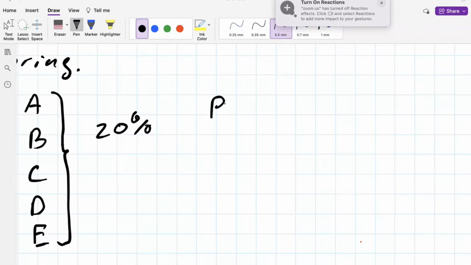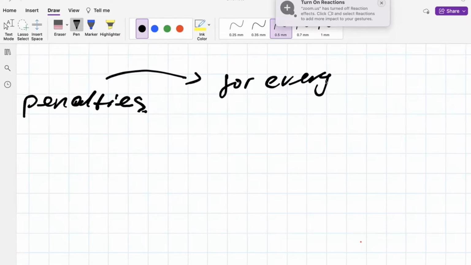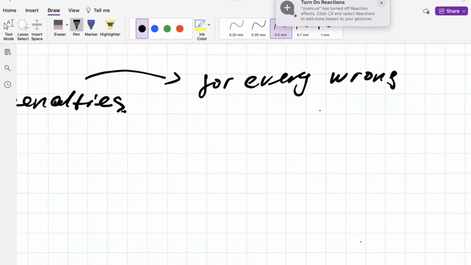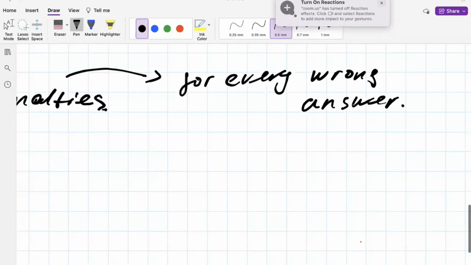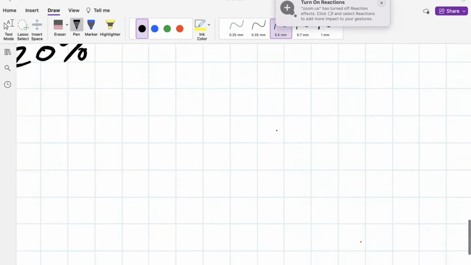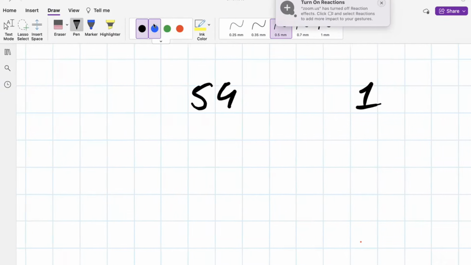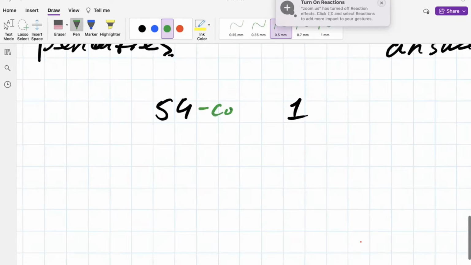So let me write penalties. In CEnT, for every wrong answer, they subtract 0.25 from your overall score. For example, let's imagine you pass your test. Let's say you answered 54 correct answers and 1 wrong. So let me write 54 correct and 1 wrong.